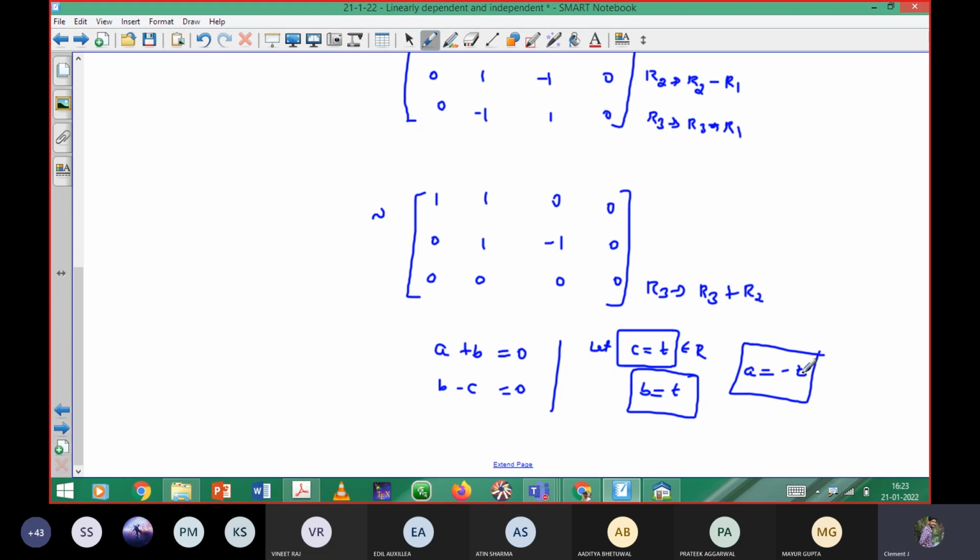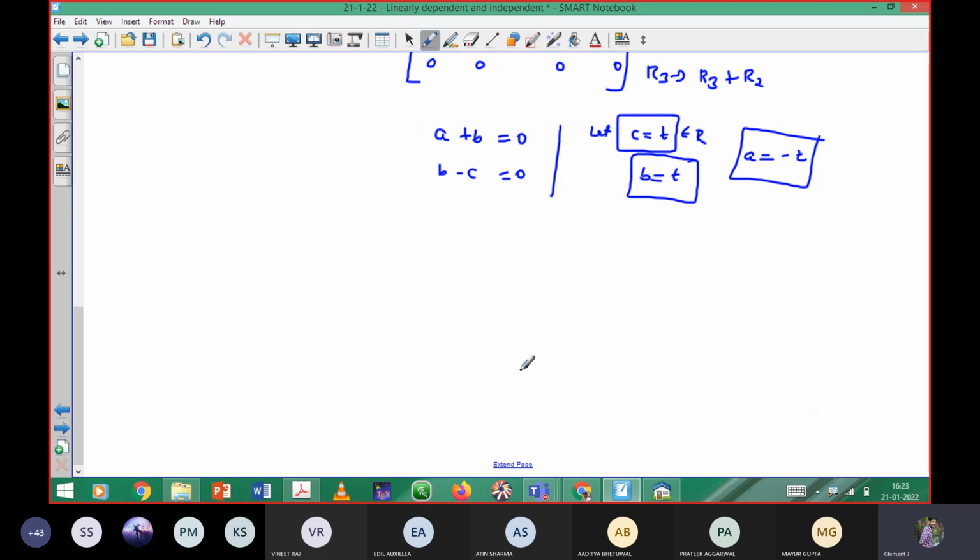So have you got here the answers, the coefficients of vectors as zeros? No, sir. Then what is the solution? Linearly dependent. Before that, you have to mention one sentence here. It has infinitely many solutions.